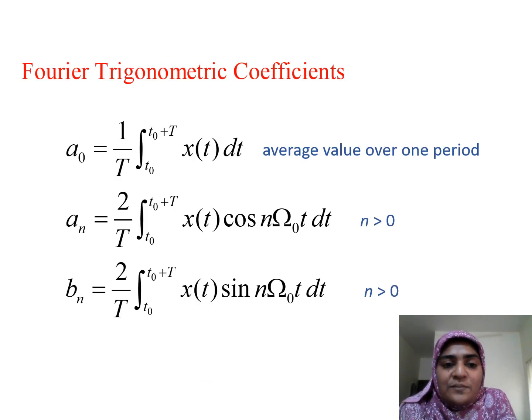Now we will see the expressions for Fourier trigonometric coefficients. a0 equal to 1 by T integral t0 to t0 plus T x of t dt. So that is nothing but the average value over one period. So the integration is for one period. an will be 2 by T integral x of t cos n omega 0 t dt, and bn is 2 by T integral x of t sin n omega 0 t dt.